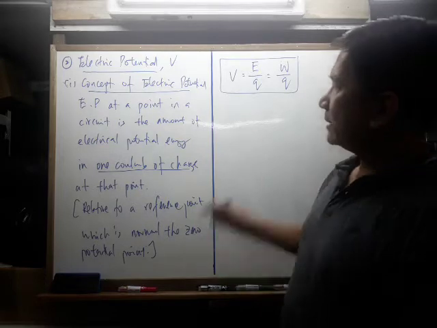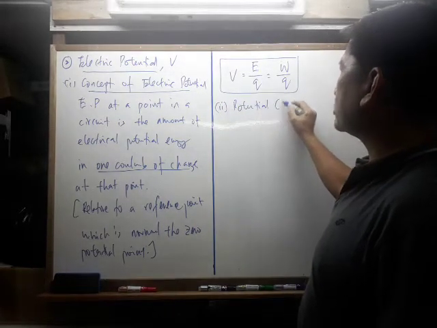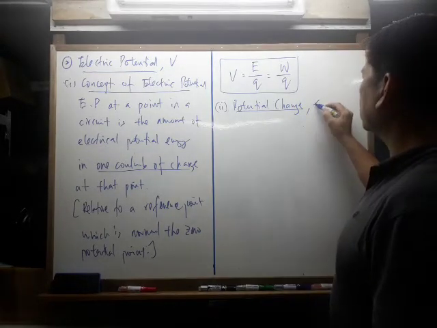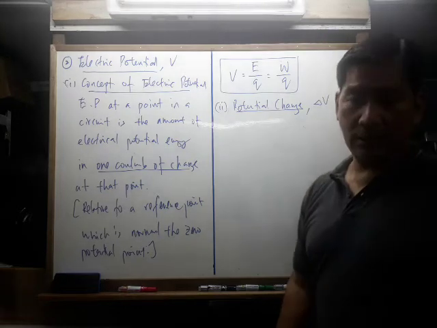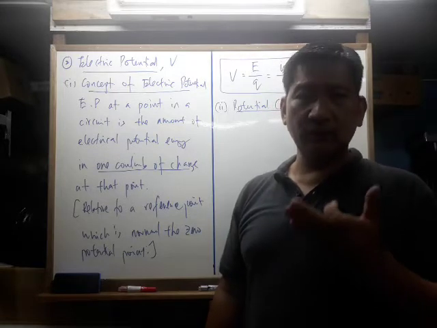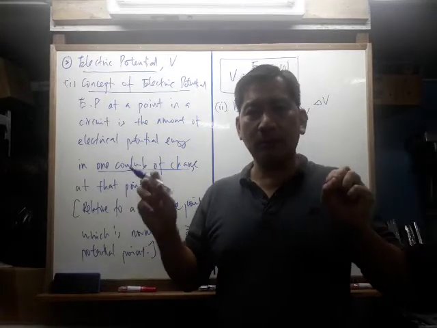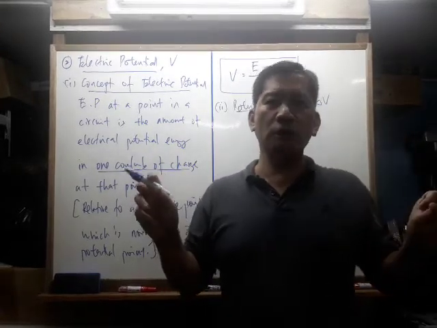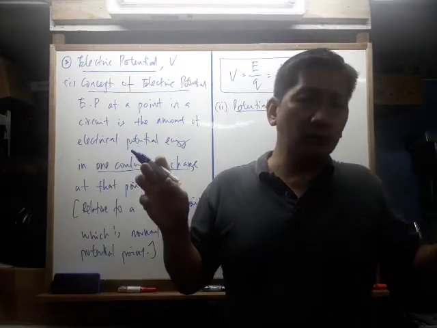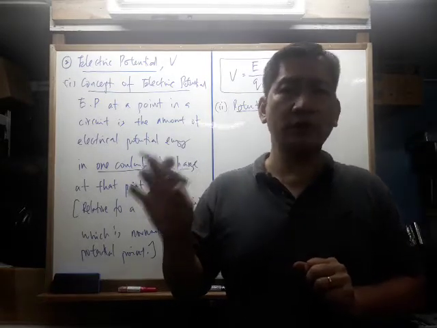Now, the second one is the potential change. The symbol we use is delta V. When we say something about changes in physics, we normally refer to 2 points: the point where you start and the point where you finish. So the change will be the condition at the final point minus the condition at the initial point, or the starting point.